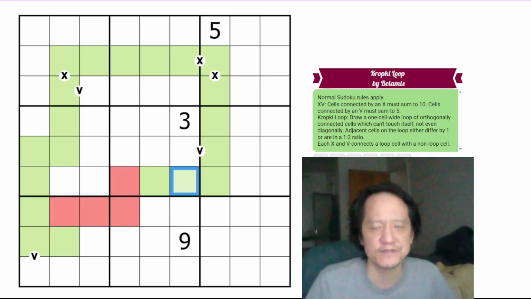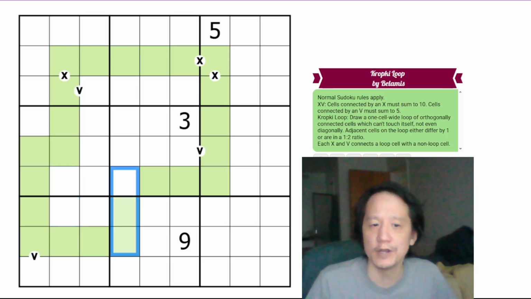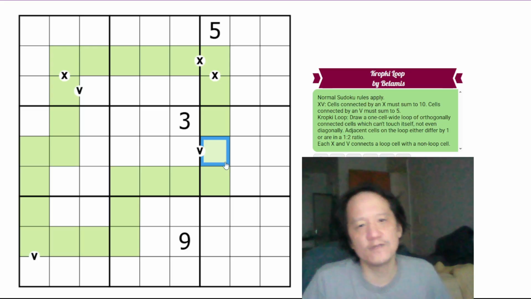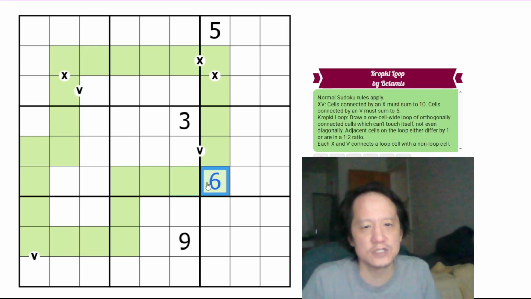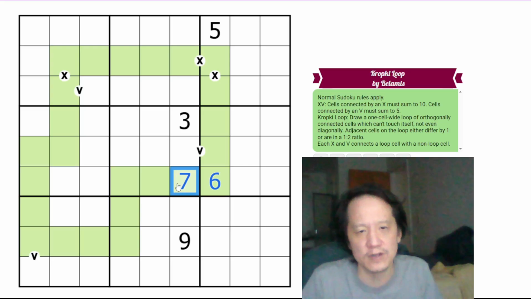Also, adjacent cells on the loop either differ by 1 or are in a 1-to-2 ratio. So say for example this was a 6. The digits that could be next to it would be either consecutive with it, 5 or 7, or in a 1-to-2 ratio with it, which would be 3.